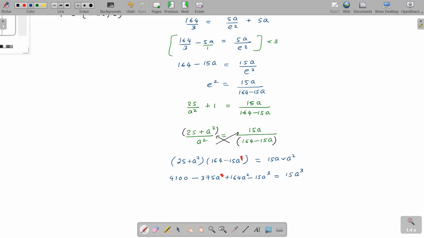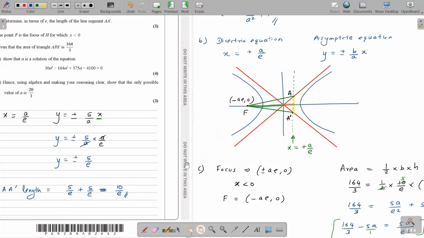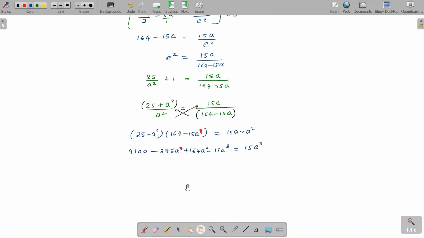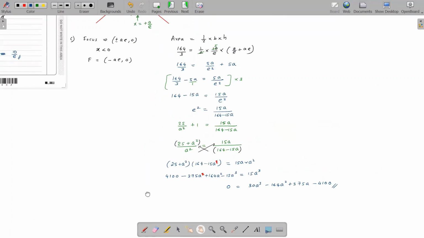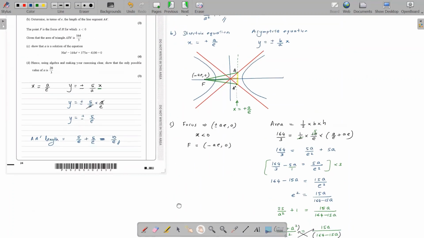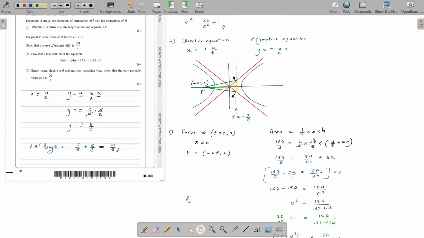So 15A cube will cancel out, right? Sorry, it adds together. And then what's to show that? Yeah. So take everything to the other side. 0 equals 15A cube minus 15A cube is adding up. So you get 30A cube minus 164A square plus 375A, when I take it here, and minus 4,100, and this is the show that. Can you see? So A is the solution of this equation.